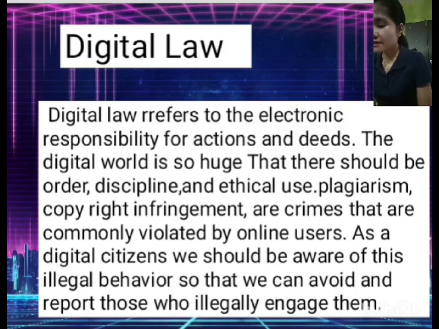Plagiarism, copyright infringement, hacking of information, identity theft, and crimes that are commonly violated by online users. As a digital citizen, we must be aware of these illegal behaviors so that we can avoid them and report those who illegally engage in them.